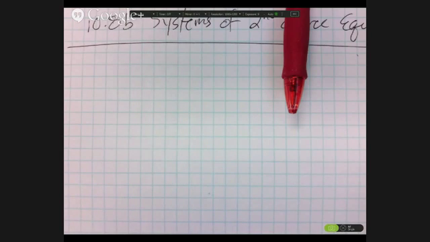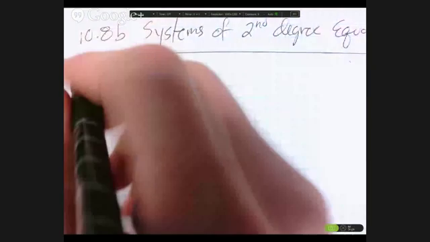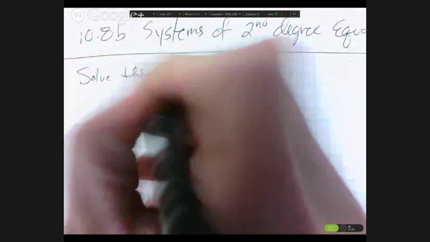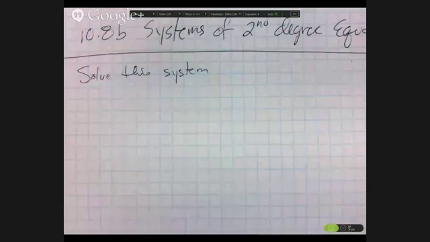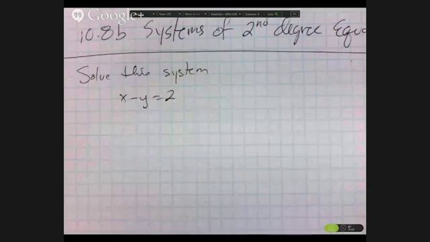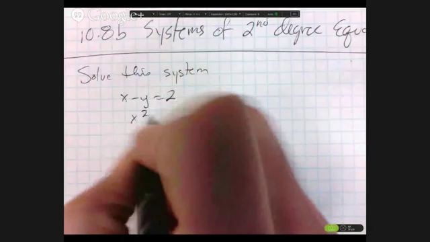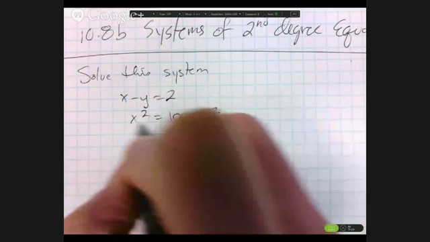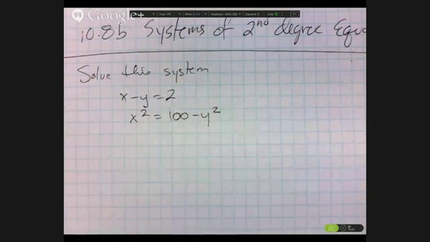Okay, so we're going to look at, I think it's actually, solve this system. And again, these equations can come in different forms. If you need to rewrite them, go ahead. It doesn't matter to me.